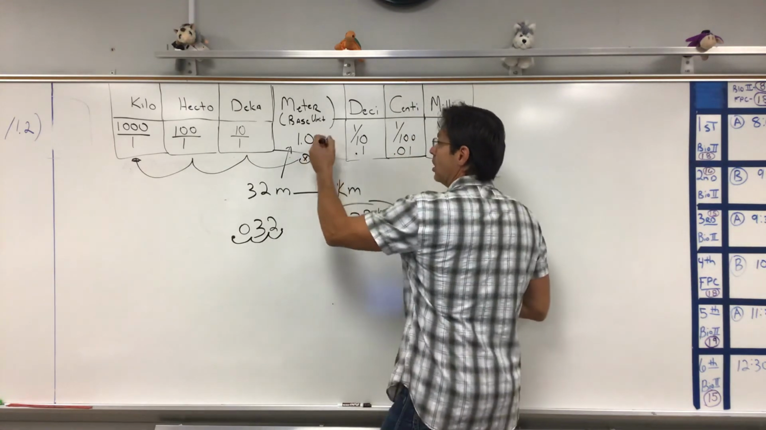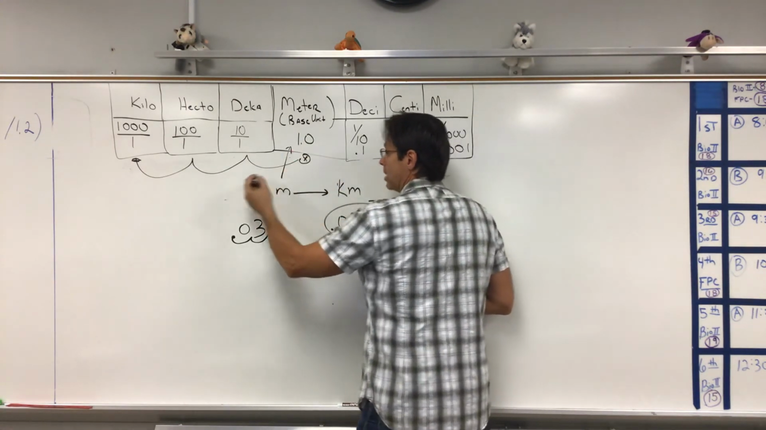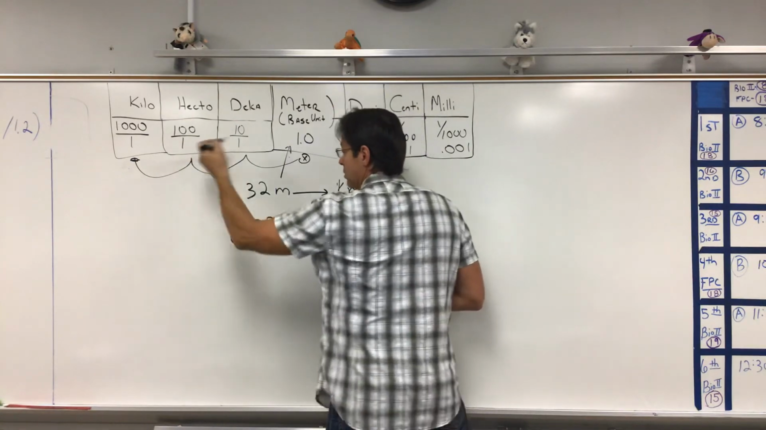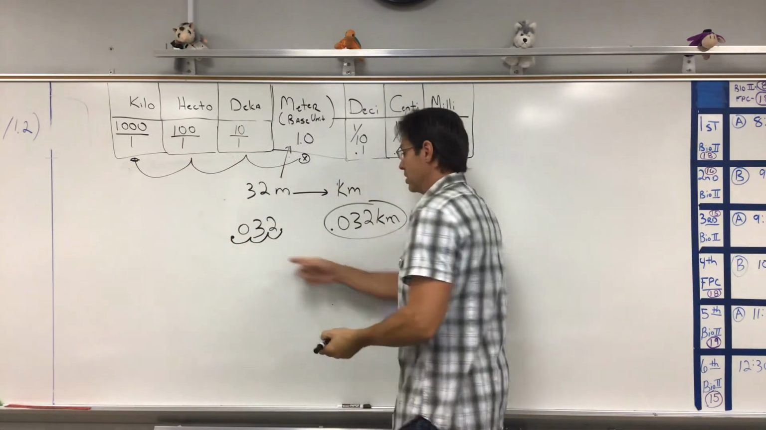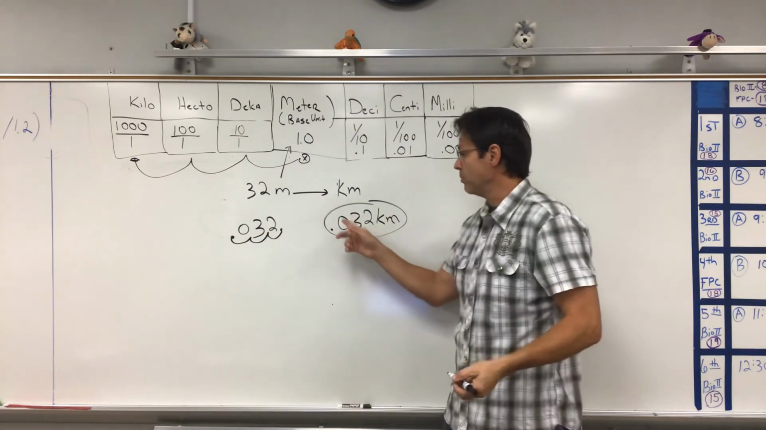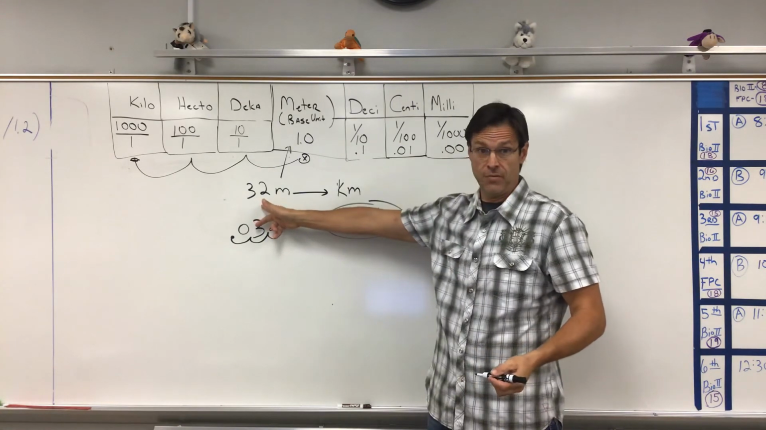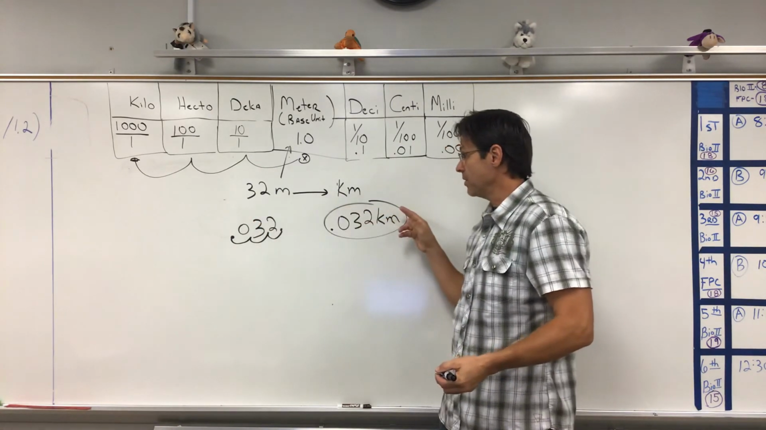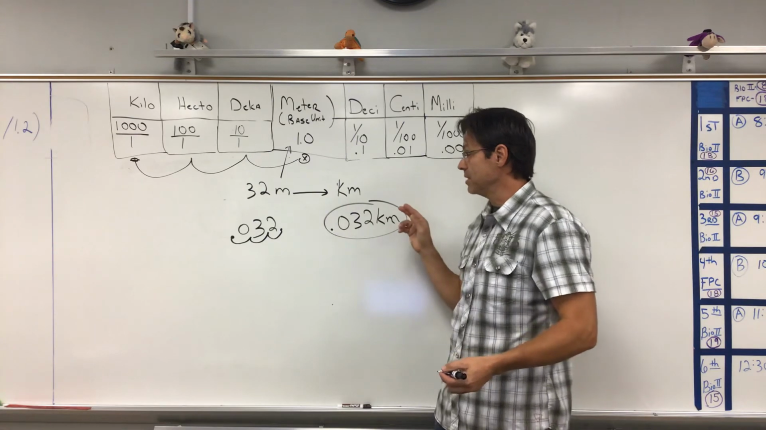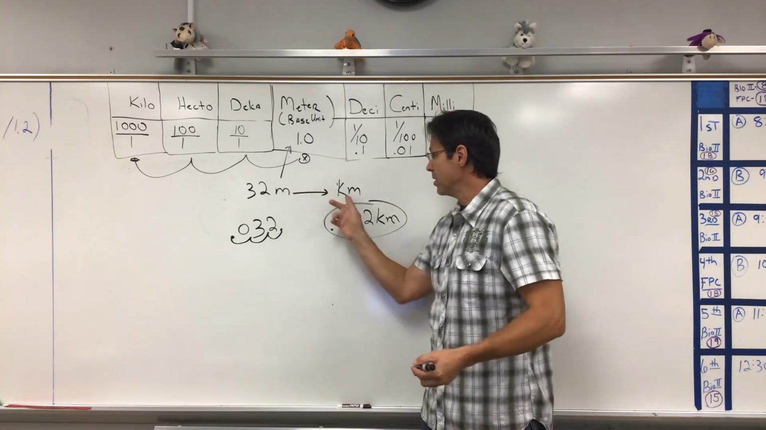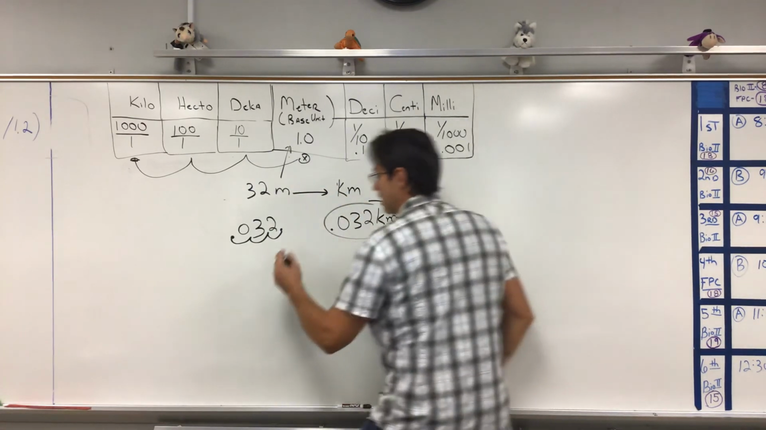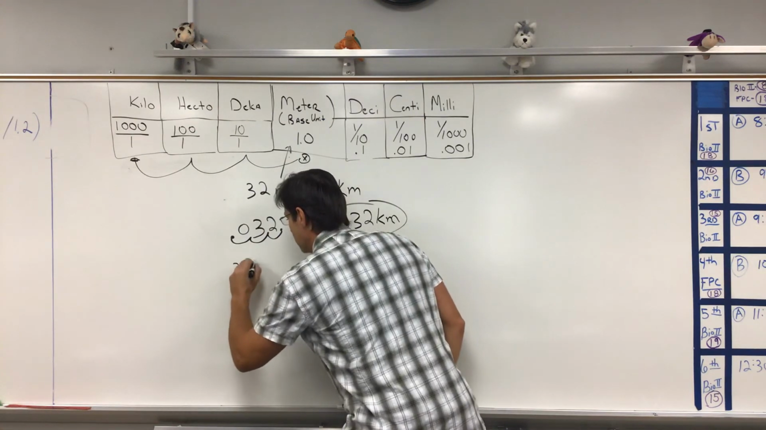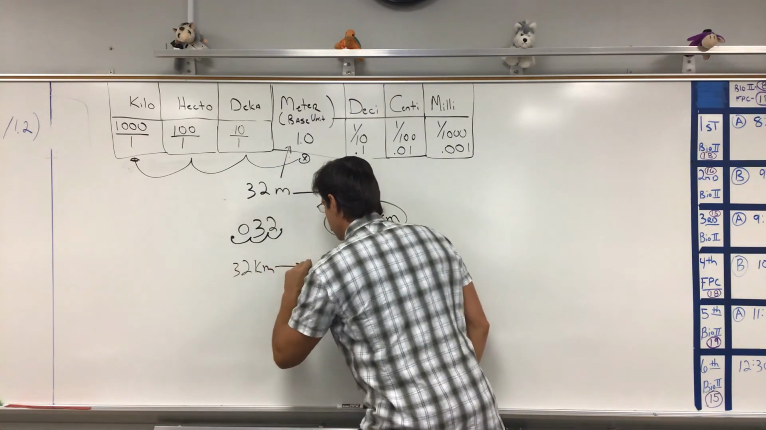Remember, if it's a smaller value and I'm going to a bigger value, the decimal point is going to go the same direction, left. So the number is going to get smaller. Notice this is a much smaller number, 0.032, than 32, okay? But if I was going the other way, right, I would get a lot of zeros. So if I was doing 32 kilometers, and I was going to meters.